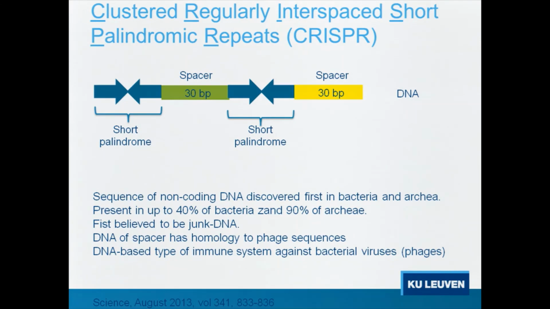So how does this present? It's basically a palindrome where you have one sequence of DNA and the other sequence in reverse, which is then repeated at short intervals. This explains the palindromic repeats, and these are also short. In between them you have a spacer, which is typically around 30 base pairs, and this is the regularly interspaced part. They can be present in many repeats, which explains the cluster. These are present in up to 40% of bacteria and 90% of archaea, which suggests that they have an interesting role to play.